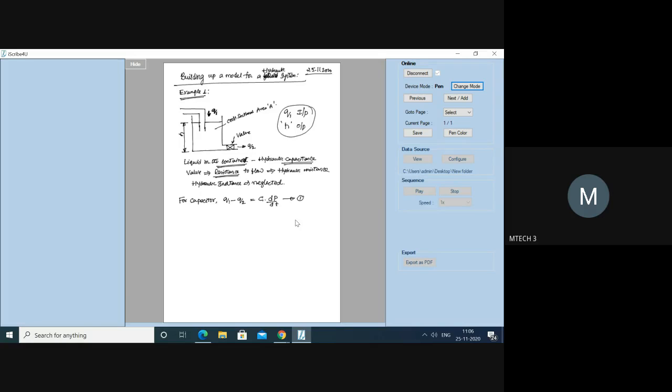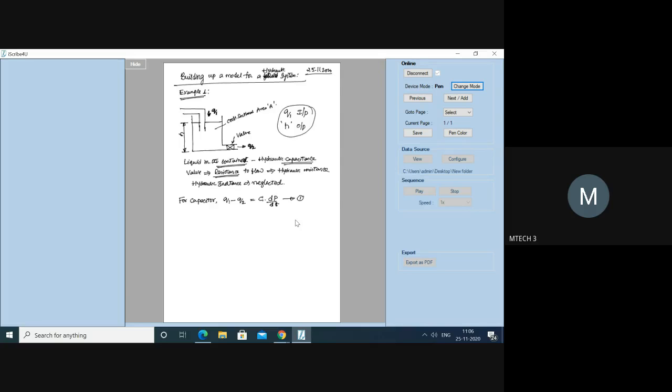Okay, right. Now, next thing is, what is Q2 here? What is Q2? Please note this down first. For capacitor, Q1 minus Q2 is equal to C into dP by dt.